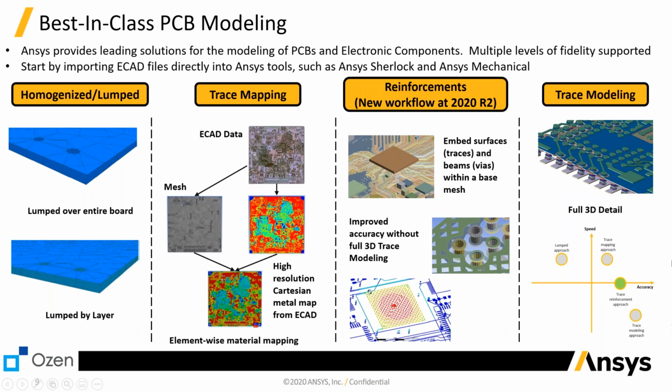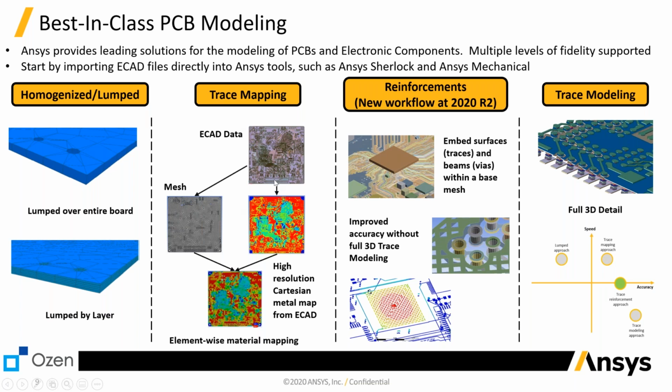So if we look at the picture in the lower right-hand corner over here, the vertical axis shows the speed. The horizontal axis shows accuracy. So with the lump approach, we are doing simulations really fast, but the accuracy is not quite there. So the next level from there is trace mapping.